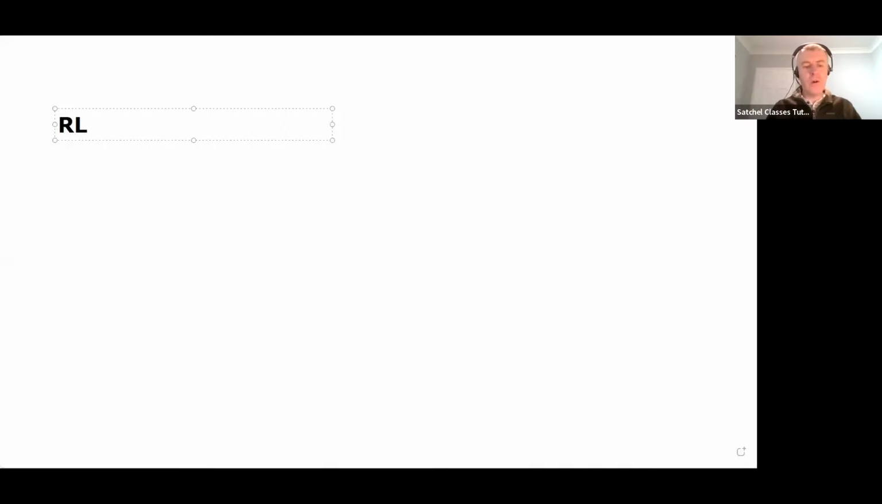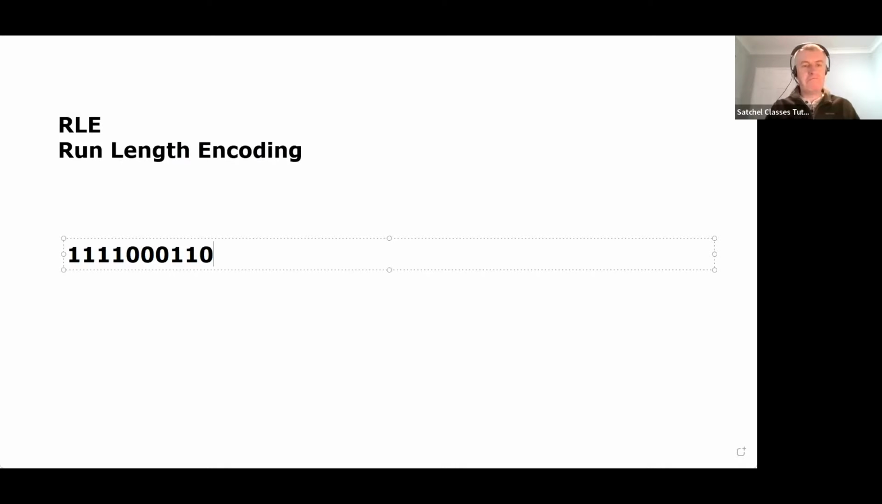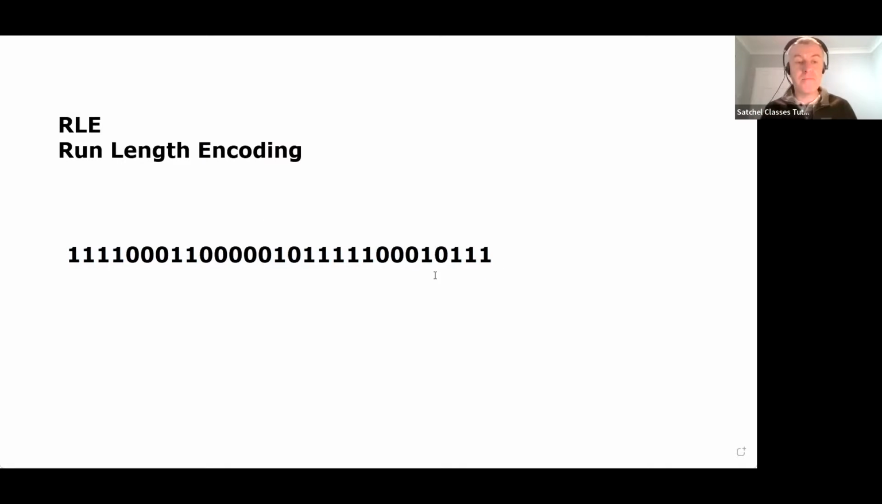Okay, so run length encoding then, what's it all about? We often see it referred to as RLE, run length encoding. Well, it is about looking for repeating patterns. So if I have a binary string of, say, this, I'm just randomly typing ones and noughts out. We want to compress that down, and we're going to use RLE to do it.